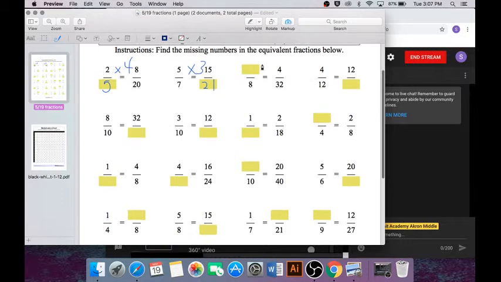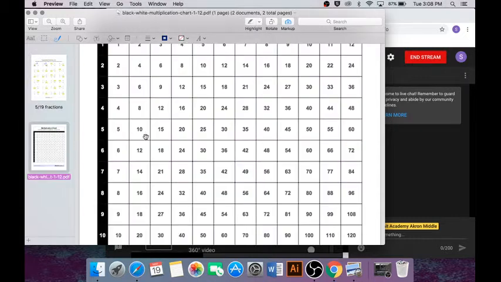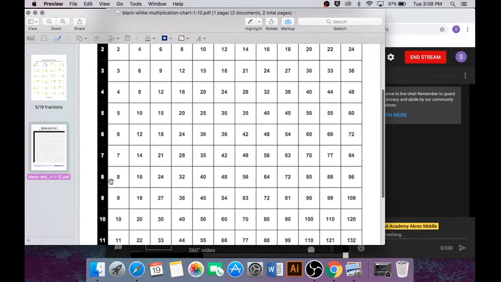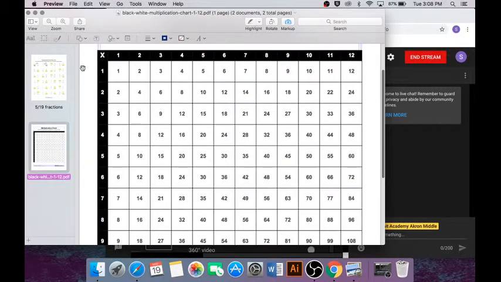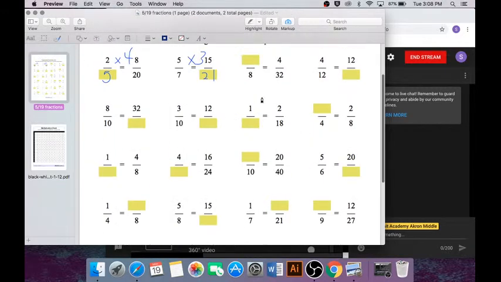On this one, we don't know our numerator, so we're going to look at our denominators. Our first denominator is 8, and we have to figure out what we multiply 8 by to get 32. So back at our multiplication chart, down to our 8 times table, we go over, we find 32, and we see that 8 times 4 is 32. So this fraction has been multiplied times 4.